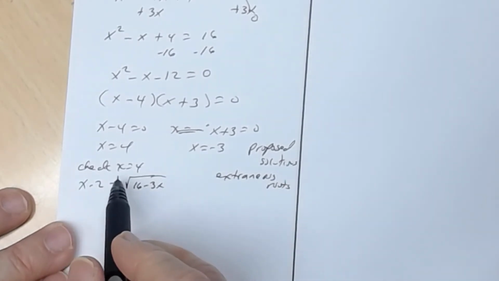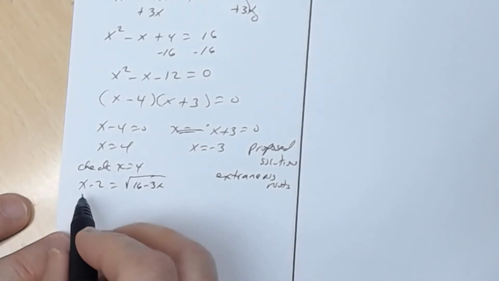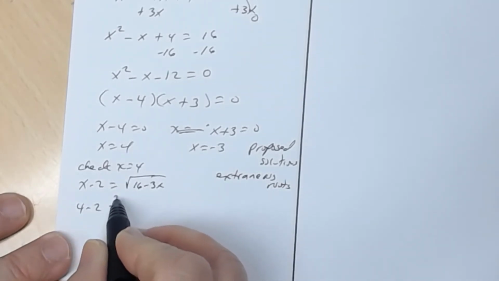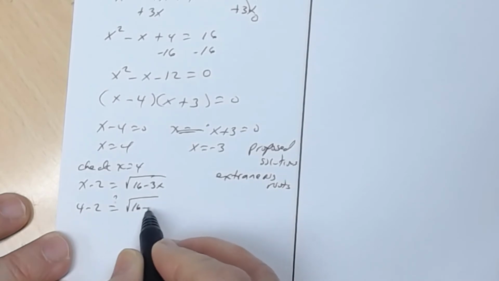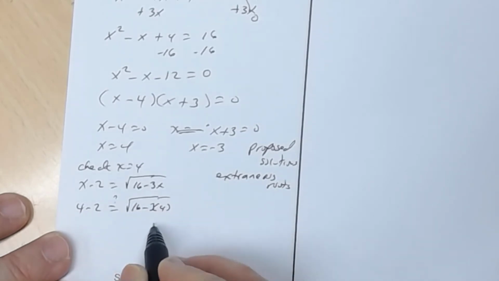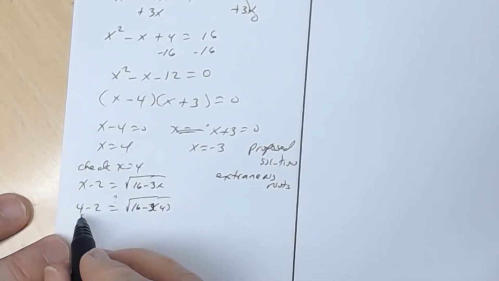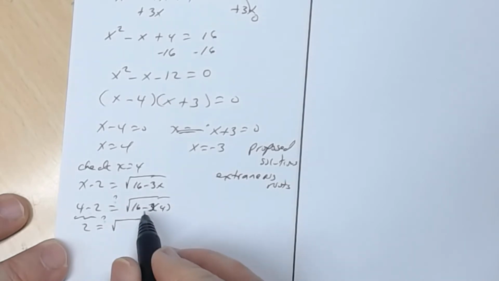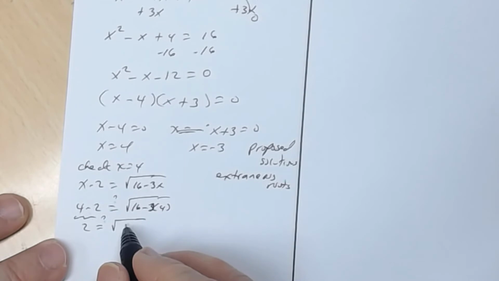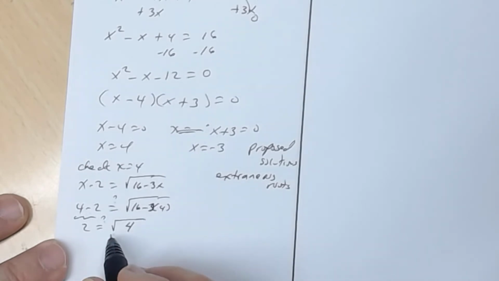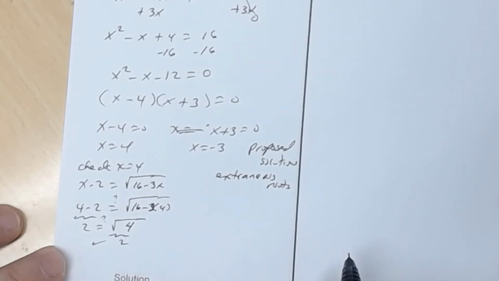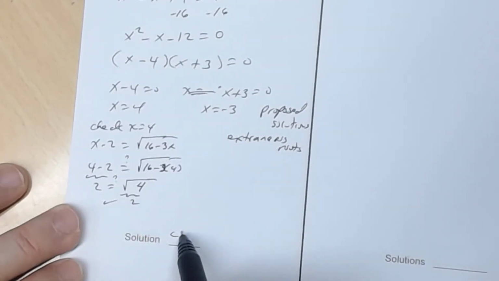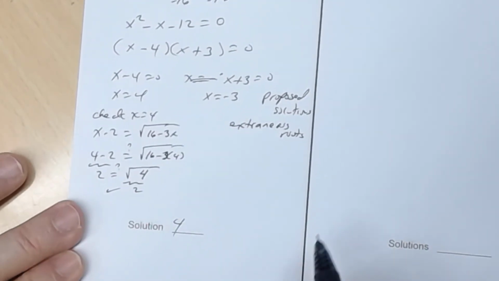Where we see the variable x, you're going to substitute 4. So you get 4 minus 2 equals the square root of 16 minus 3 times 4. 4 minus 2 is 2, and I want to see that it equals the right side. 3 times 4 is 12, so I get 16 minus 12, which is the square root of 4. The square root of 4 is 2, and they are equal. So 4 is a solution. I'm going to put 4 as a solution.